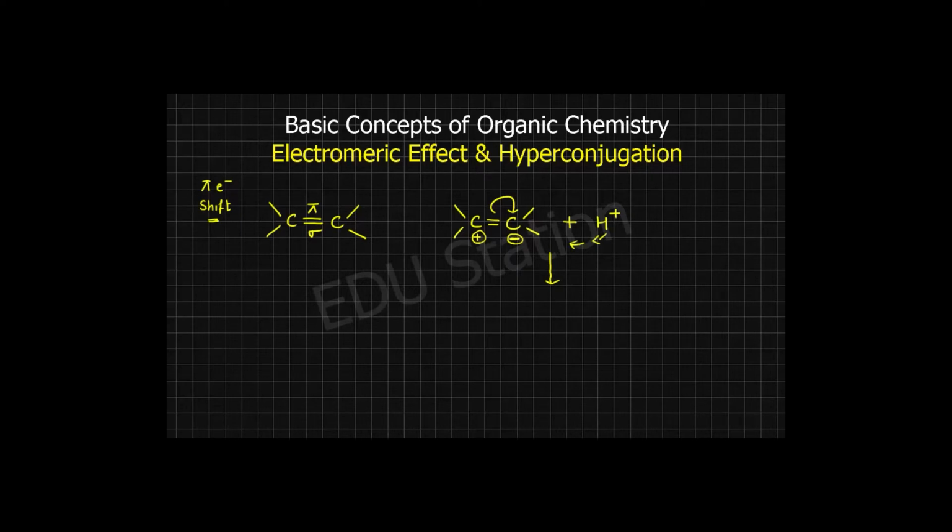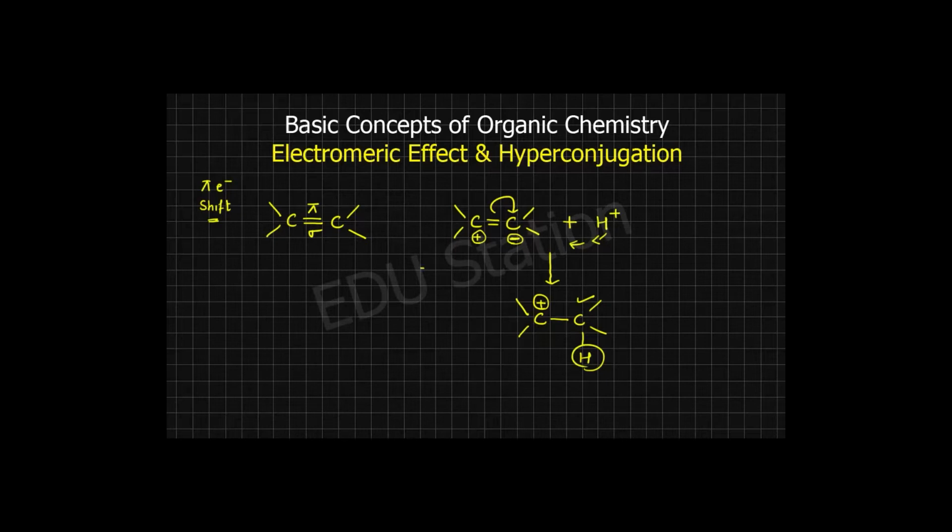So, you will end up with something which looks like this: C, C, H plus. Now, there is a complete shift of pi electrons to the carbon on which the attacking reagent is adding. This is the carbon which is taking away the pi electrons, and to this the attacking reagent is adding.